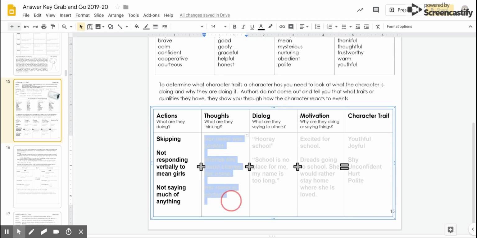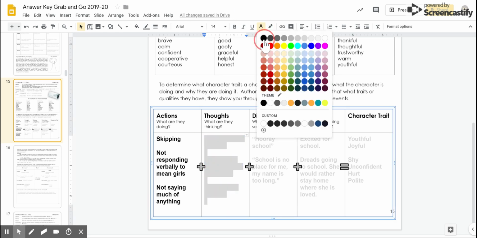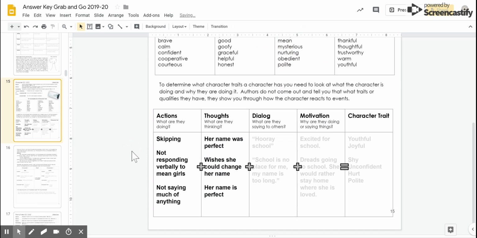And in her thoughts, when she was skipping at the beginning, she thought that her name was perfect. When she was not responding verbally to the mean girls, she wishes that she could change her name. And at the end, she then decides again that her name is perfect. So this is how she changes through the story. Her thoughts change during the story.